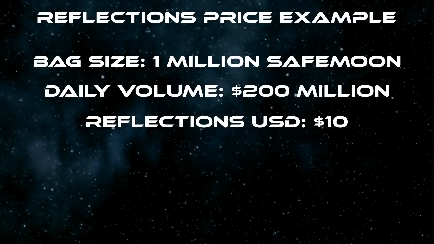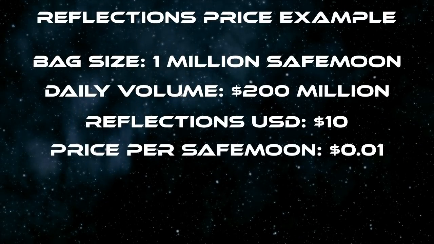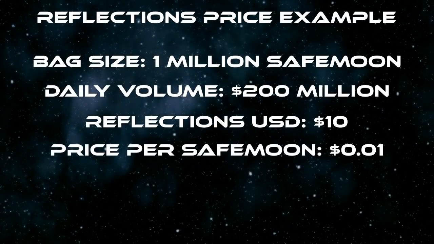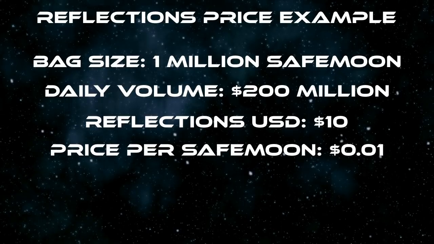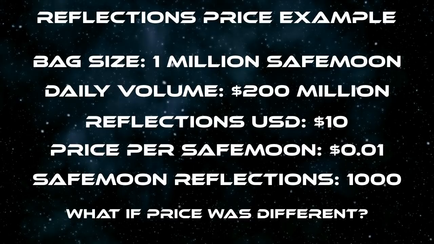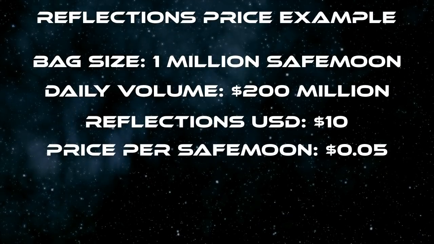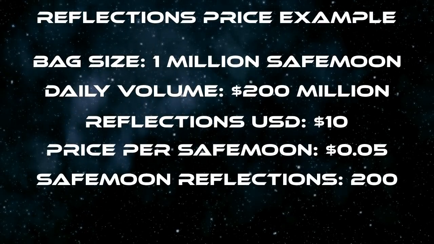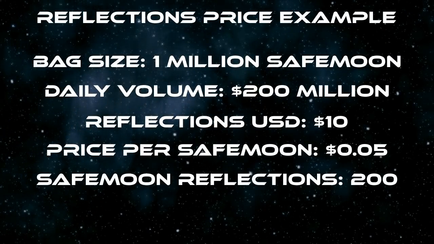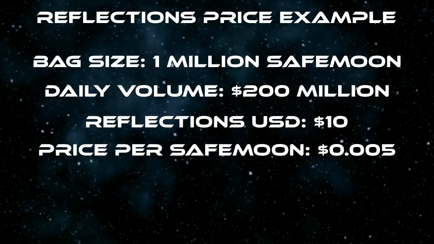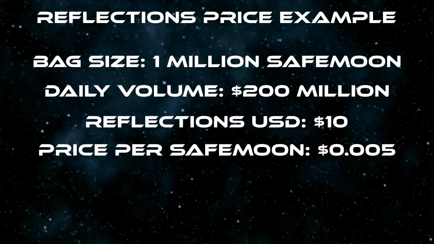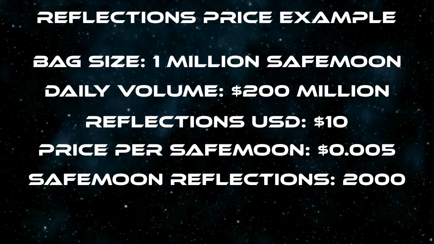We also used in our example the example price of 1 penny per Safemoon token, as this is after V2 consolidation. So this would mean that the wallet received 1,000 Safemoon tokens. However, what would have happened had the price been higher or lower than 1 penny? Everything else remaining constant, the wallet still would have received $10 worth of Safemoon, but the amount of Safemoon tokens would have changed. So at a Safemoon price of 5 cents, the Safemoon wallet would have only received 200 Safemoon tokens worth $10. Assuming a lower price of half a penny, the Safemoon wallet would have received 2,000 Safemoon tokens worth $10.